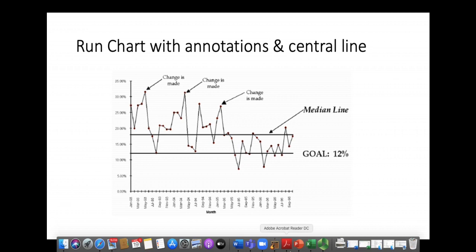There are simple additions that can be made to a run chart, such as the addition of a median line that allows for the application of rules that help to statistically analyze the data. A goal line can be added that helps identify and visually display what the achievement is to be. And finally, annotations that tell us what is happening and allow the data and the chart to tell a story.